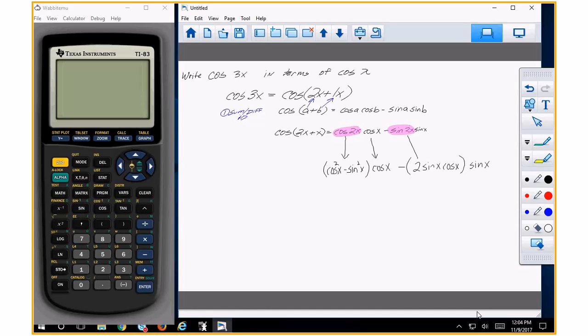So I'm going to distribute this cosine, and I'm going to rewrite both of them. Cosine x, cosine squared of x minus sine squared of x, negative sine x, 2 sine of x, cosine of x. Now, the reason I did that is because everybody is used to seeing the multiplier in front of the parentheses. That's the only reason I'm doing it.